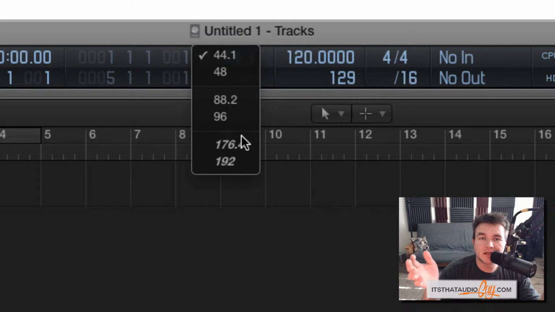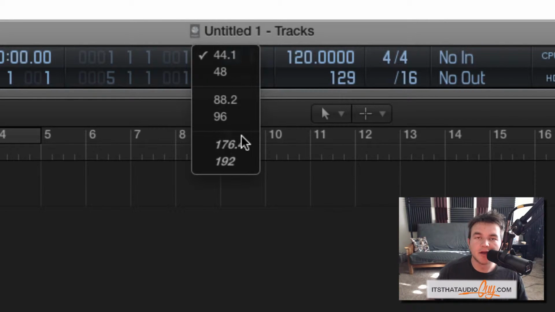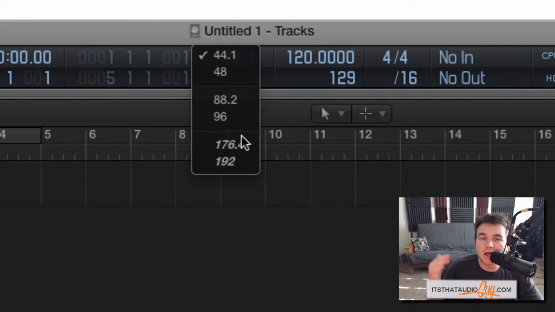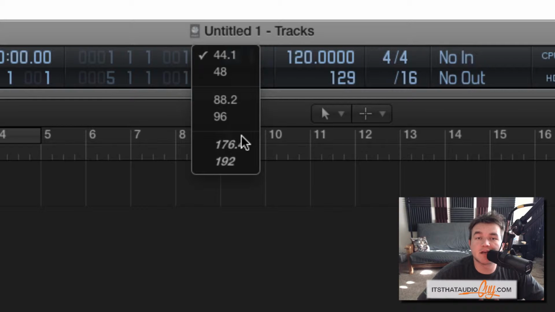If any of you have ever taken pictures, it's kind of like megapixels. The more megapixels you have, the more information the camera is cramming into that picture. The higher number you go, the more samples it's capturing, which means the more stuff it's cramming into that audio file. So that will increase the size of your file. That also will increase the CPU load because your computer has to process more samples as time goes on. So what effect does sample rate have on your sound other than creating a big file?